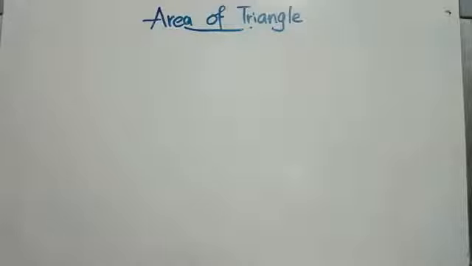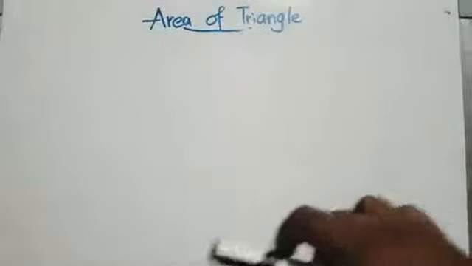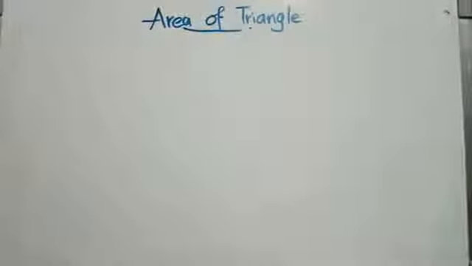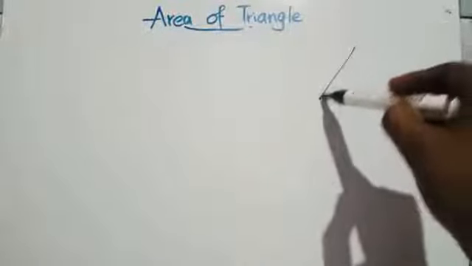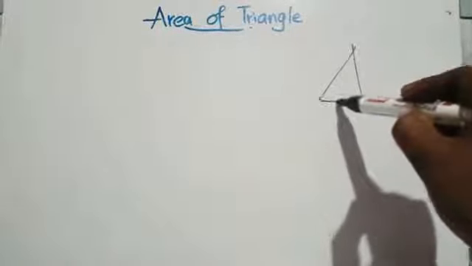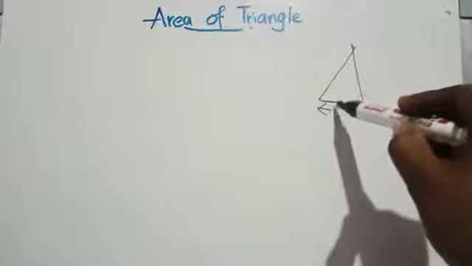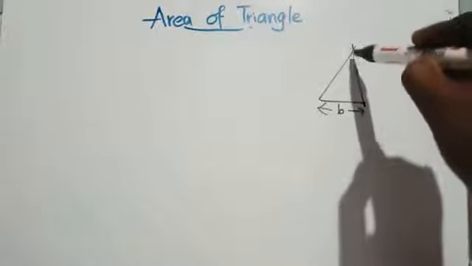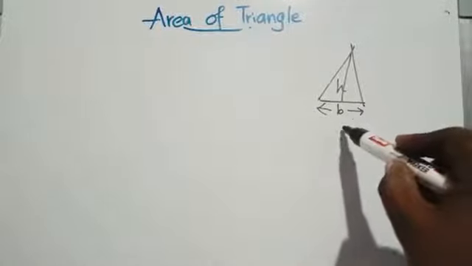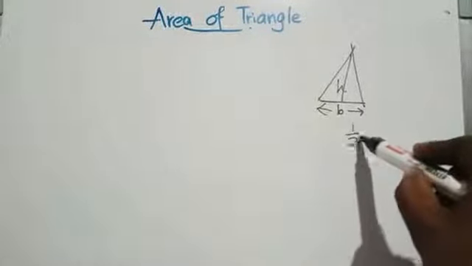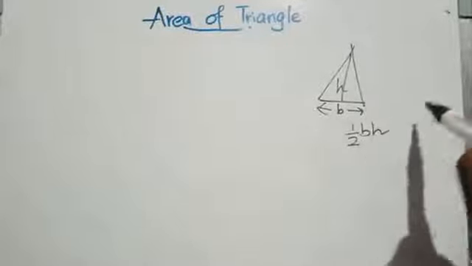We have learned many ways to find the area of a triangle. Like when we start with our basic method, if a triangle is mentioned with a base B and height H, then the area of the triangle is half BH.